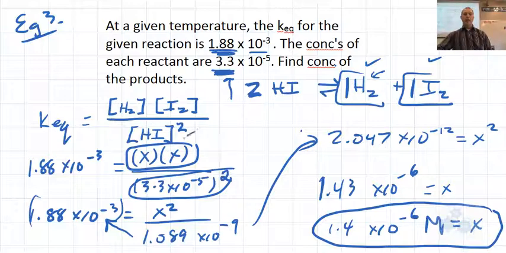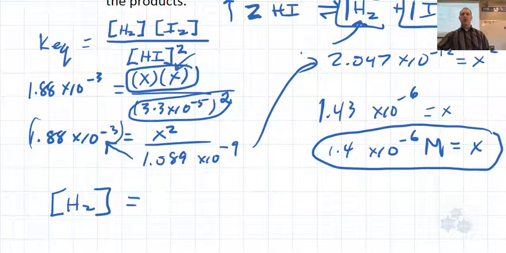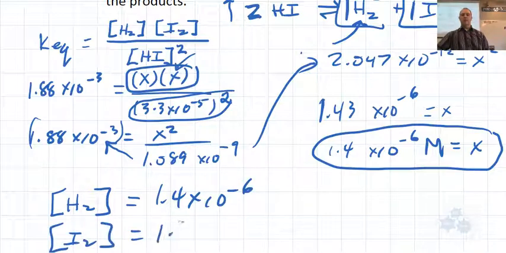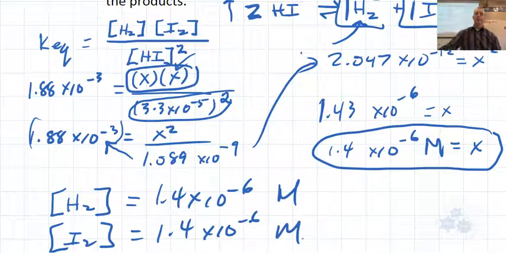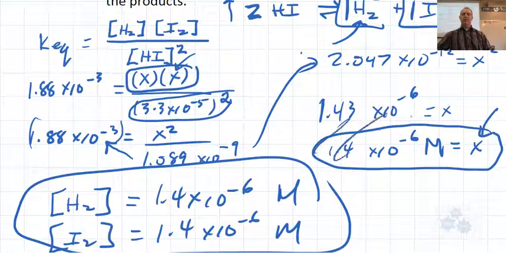Remember, X was the concentration of one of these, and so the concentration of the products. So in your final sentence here, you would simply write this. The concentration of H2 is 1.4 times 10 to the negative 6. And of course, the concentration of I2 is the same. Molar. Okay? And there would be your answers. Be clear with your answers like that, okay? Don't just put X. Don't leave it like this. Okay? Not acceptable.